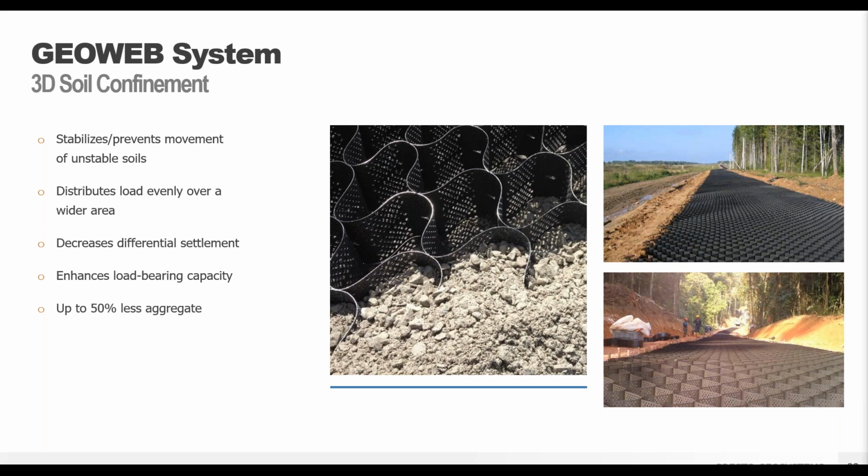So like I said, although today's discussion is going to focus on the GeoWeb system for load support just for roads, other infrastructure applications, including intermodal yards, rail ballast reinforcement, and then things like slope reinforcement, bridge approaches, vegetated swales, and even vertical MSE walls are possible with the GeoWeb system. We're just not talking about them today.